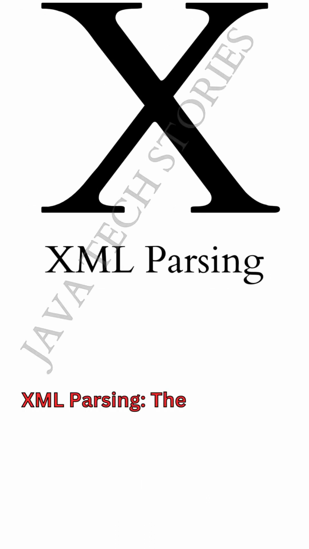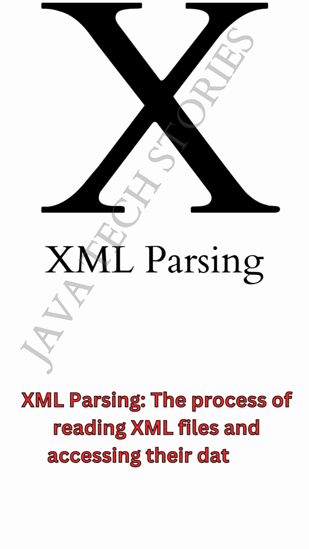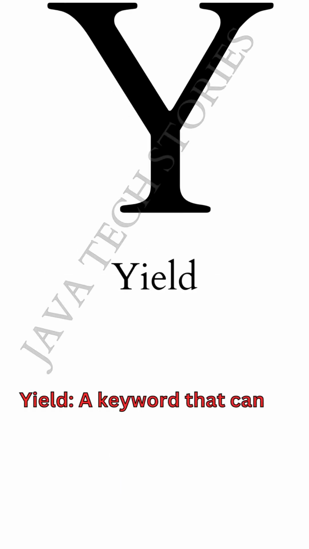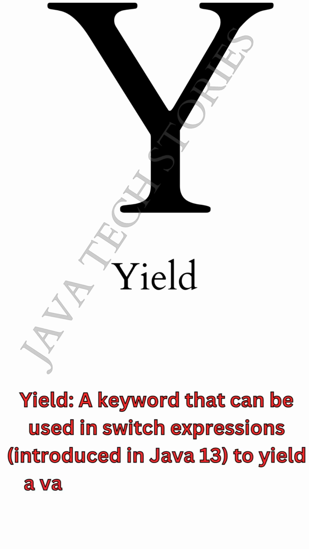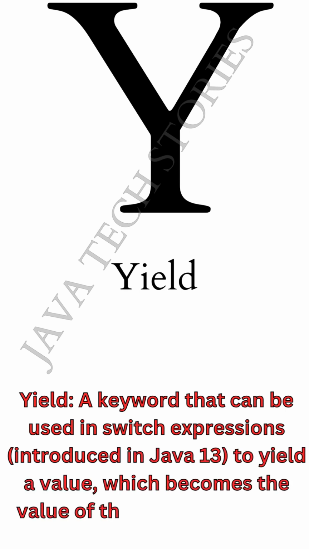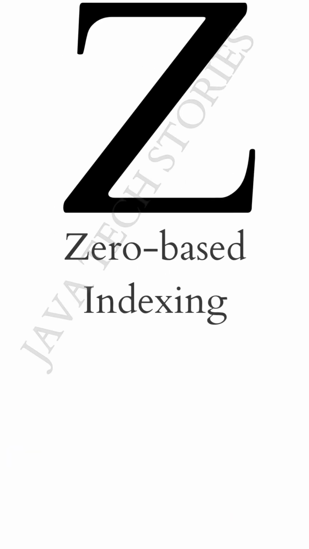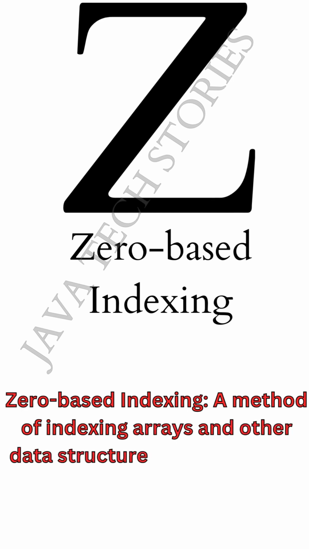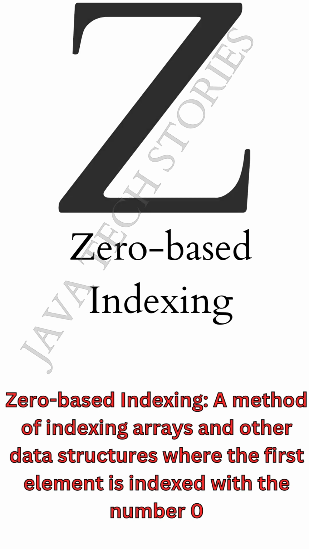XML parsing, the process of reading XML files and accessing their data or manipulating them in Java. Yield, a keyword that can be used in switch expressions, introduced in Java 13, to yield a value, which becomes the value of the enclosing switch expression. Zero-based indexing, a method of indexing arrays and other data structures where the first element is indexed with the number 0.